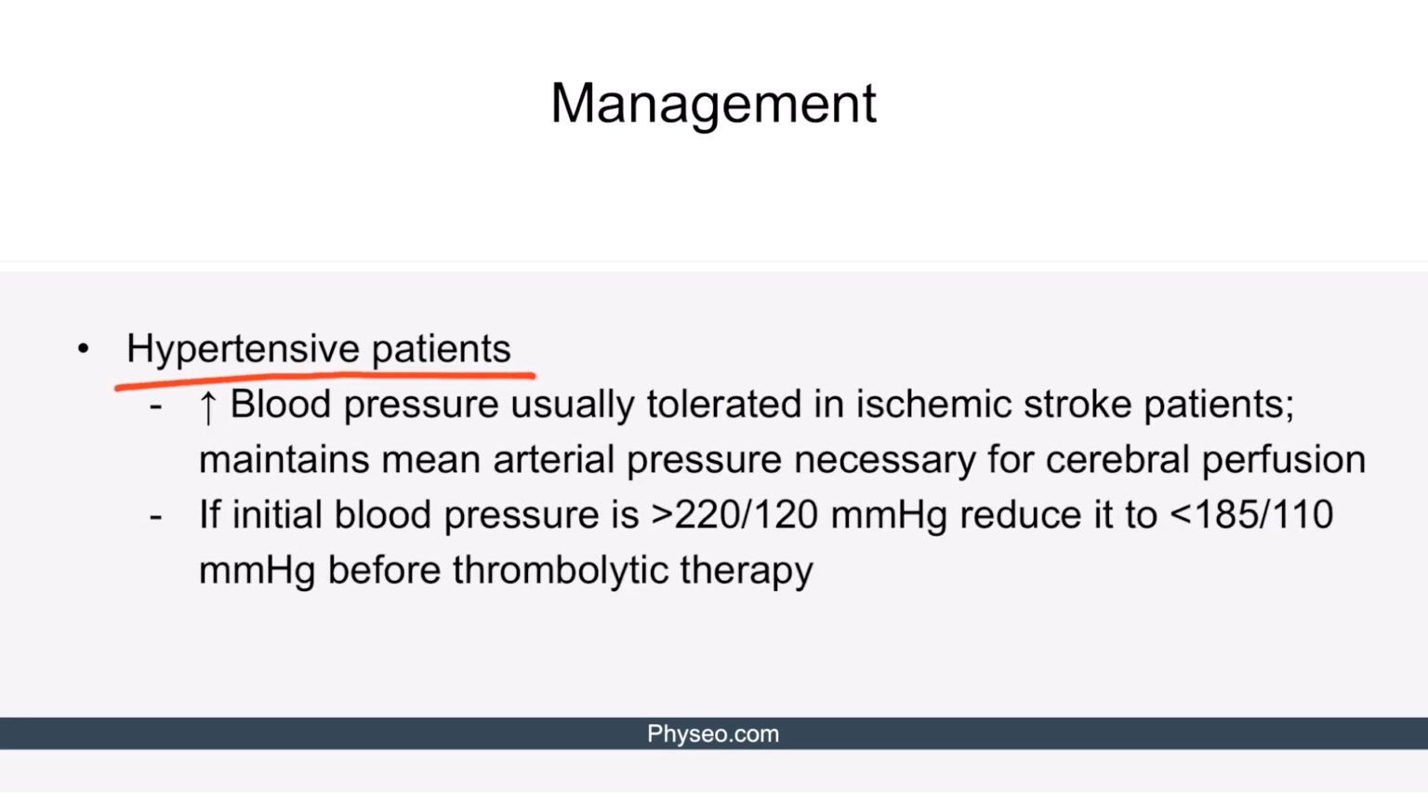For hypertensive patients, elevated blood pressure is usually tolerated in ischemic stroke patients. The reason is that hypertension maintains the mean arterial pressure, which itself is necessary for cerebral perfusion. However, if an initial blood pressure is greater than 220/120, we should reduce it to less than 185/110 before thrombolytic therapy.